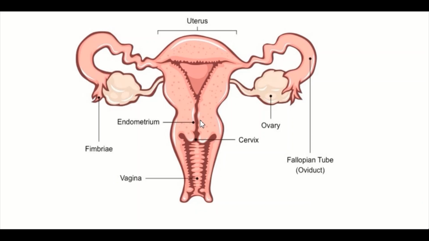So this is the female reproductive system. Obviously it is more complicated compared to the male reproductive system because it also involves the menstrual cycle, which we'll look into just after this lesson.